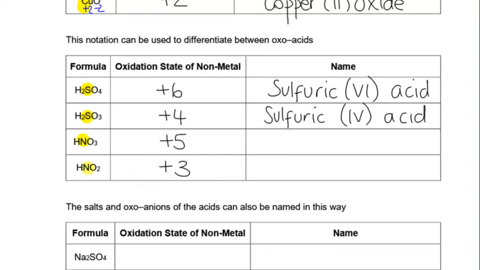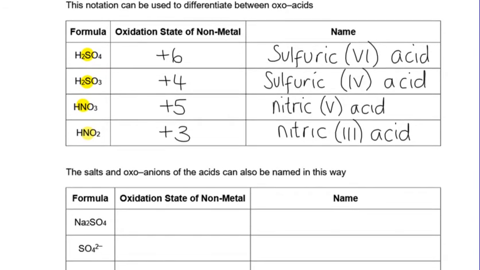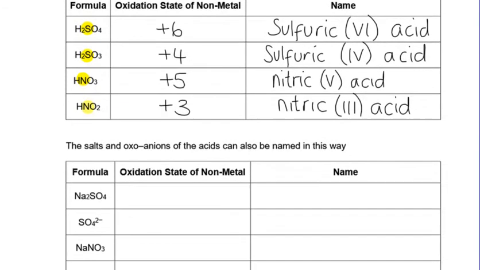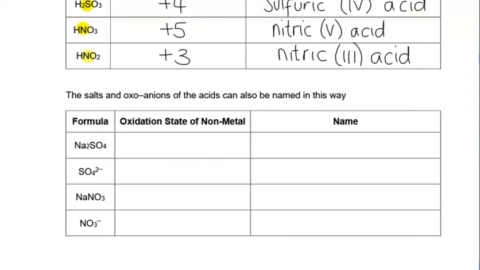So see if you can name the bottom 2. And you should have got nitric acid for both of them, but the first one is nitric 5 and the second one is nitric 3. So when these acids are then used to make salts, the name of the salt will reflect the name of the acid. So again, I want you to work out the oxidation state of the important non-metal there, so the sulfurs and the nitrogens. Pause the video and have a go.